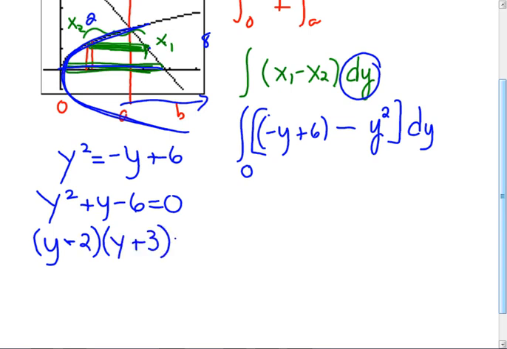Do you guys agree? Sometimes I just blindly listen to you. Y is equal to 2 or negative 3. The negative 3 is where the bottom half of this curve would intersect that line. But we don't have that part. It wasn't given to us. So it's 0 to 2.